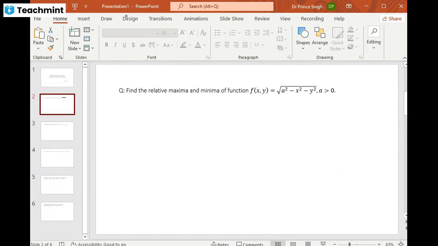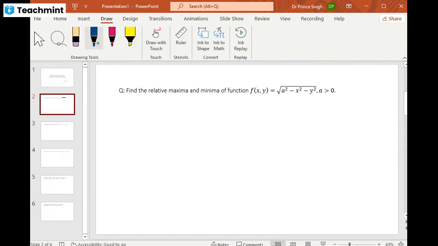Right. Let me first recall the criteria I'm going to follow to check the relative maximum and minimum of the function. Firstly, we consider a function of two variables. The criteria is we first calculate the first order derivative with respect to x and with respect to y, and then put them equal to 0. By solving these two equations, we find the values of x and y.